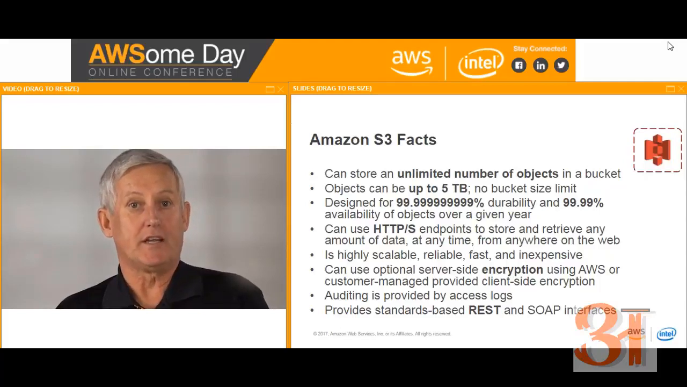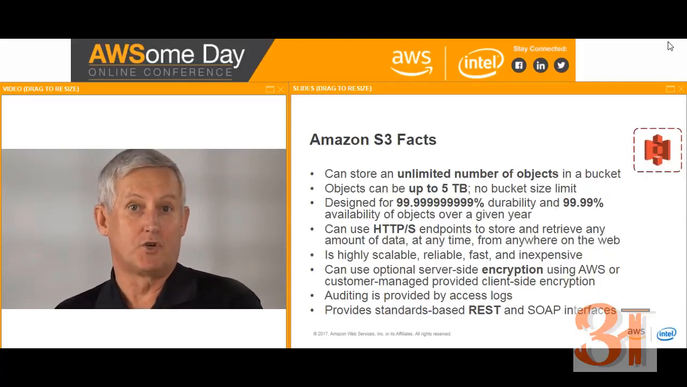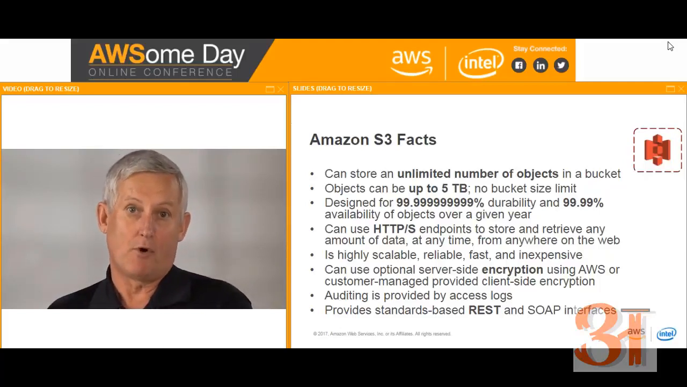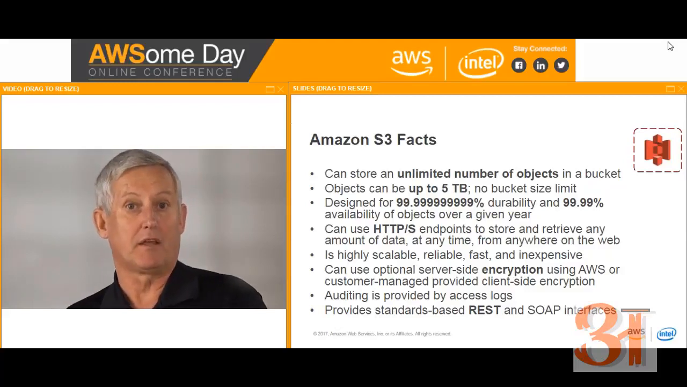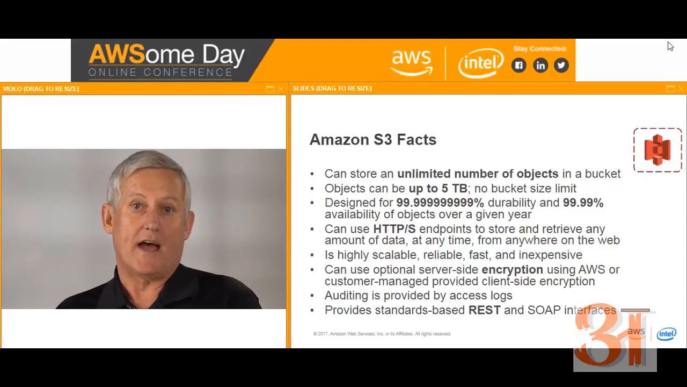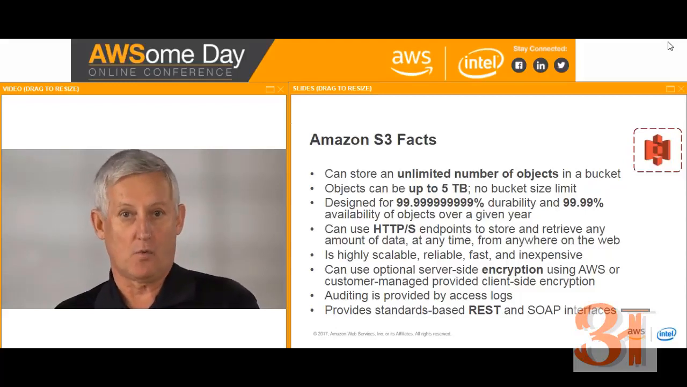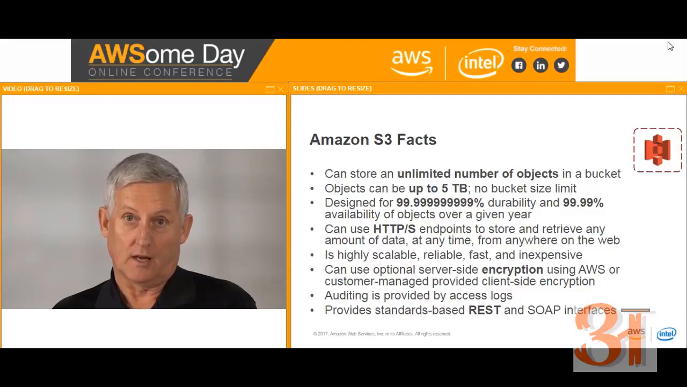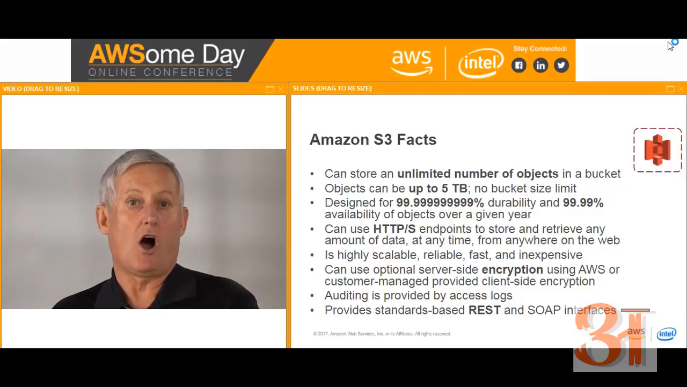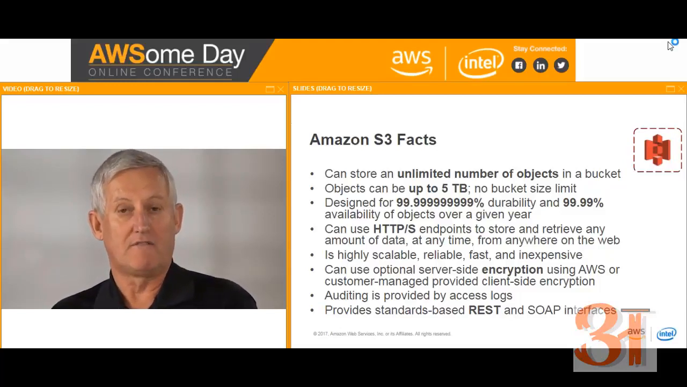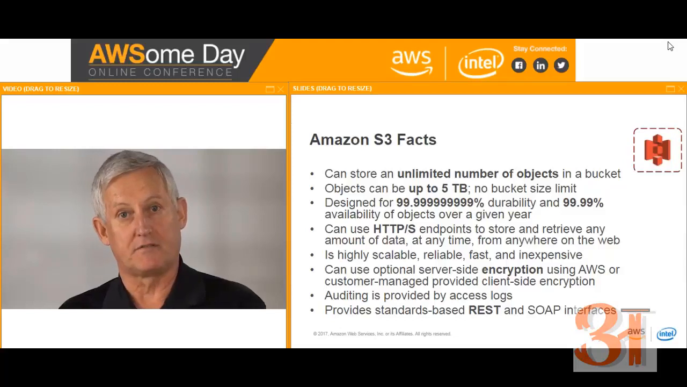Amazon S3 is designed for 11 nines of durability and 99.99% availability of objects over a given year. You can use HTTP or HTTPS endpoints to store and retrieve any amount of data at any time from anywhere on the web. Importantly, Amazon S3 is highly scalable, reliable, fast, and inexpensive.